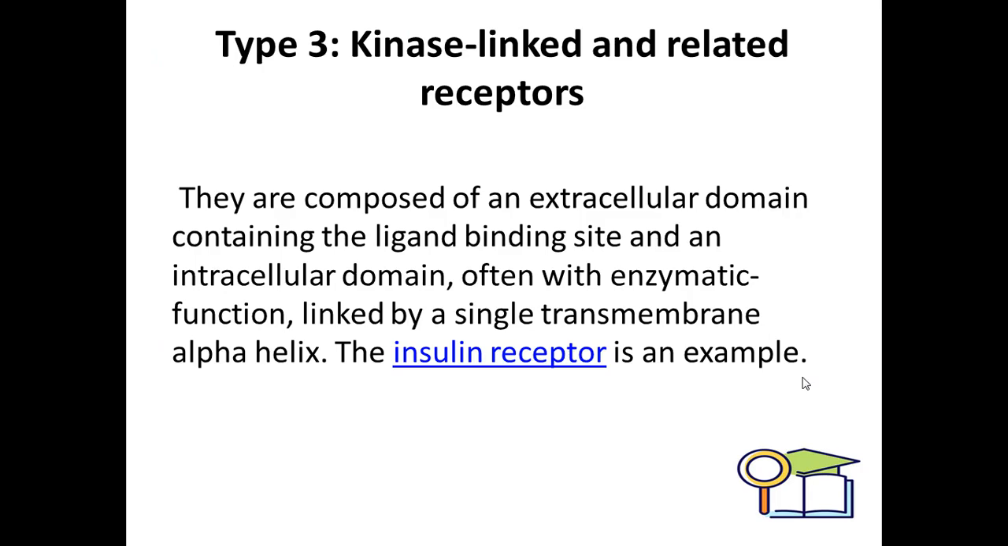Type 3, kinase-linked and related receptors. They are composed of an extracellular domain containing the ligand binding site and an intracellular domain, often with enzymatic function, linked by a single transmembrane alpha helix. The insulin receptor is an example. Insulin basically performs its function via kinase-linked and related receptors.